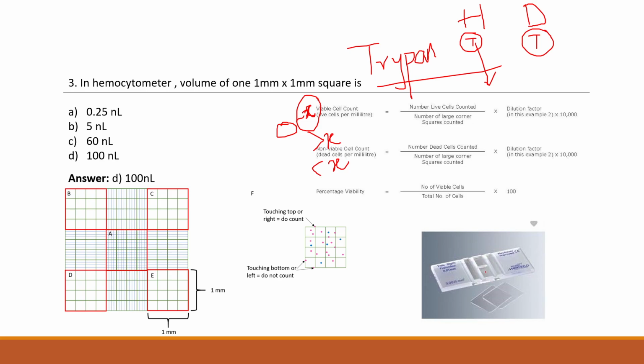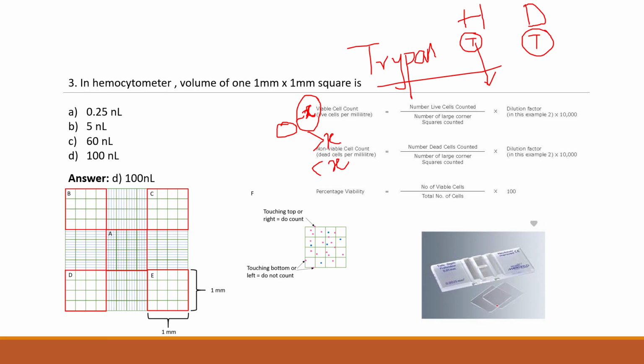Here there will be a steel grid or a steel coating on which you will have this grid. On this, you have these grooves; you can see grooves at both sides. So how do you load your trypan blue containing cells into this?